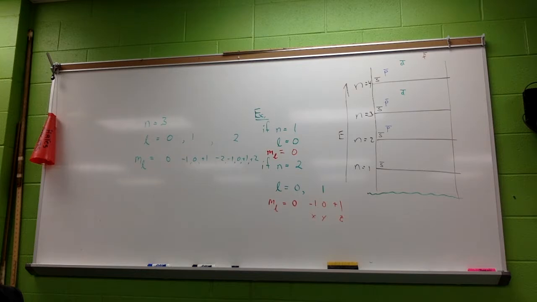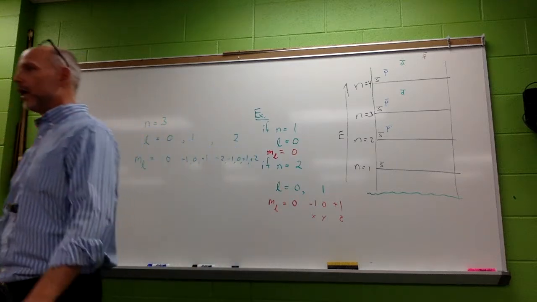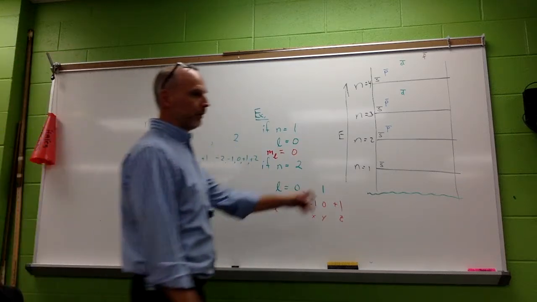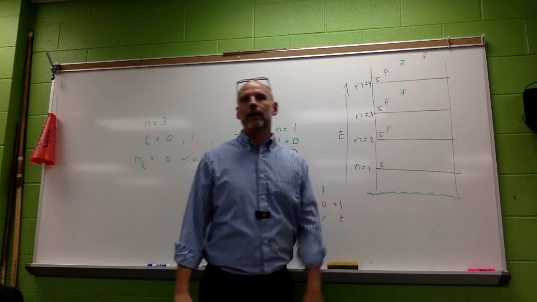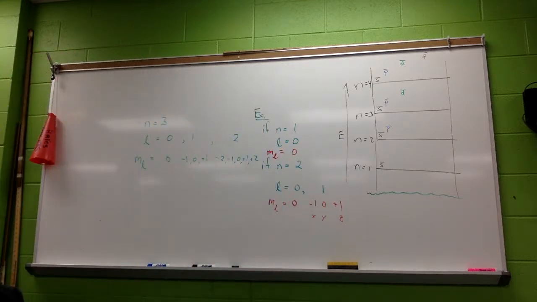Remember we said n tells us the energy level. It also tells us the number of different energy or orbital shapes. So at n equals 1, how many different shapes? 1. And that shape's obviously going to be an s. At n equals 2, there are 2 shapes. They will be an s and a p. And n equals 3, 3 shapes, n equals 4. So on and so forth, right?